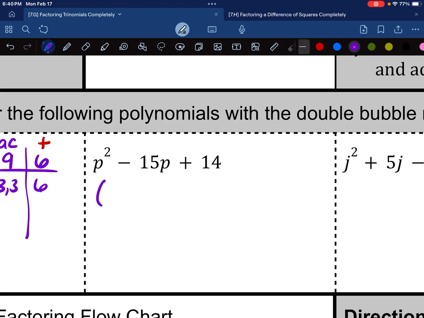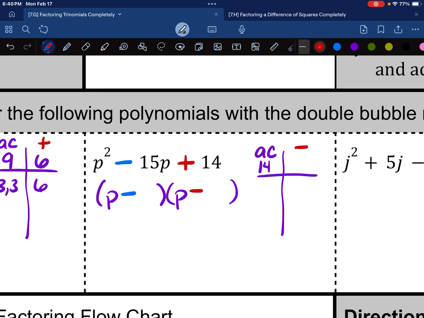So here, make 2 sets of parentheses. Fill in your variable, right? A p times p makes p squared. My fall down sign is a negative, and with a choice sign of positive, that means the signs in the parentheses must match. So I'm going to have a minus minus. If I make my little t-table, I'm looking for what multiplies to make 14. My choice sign is adding, so I'm adding to make the 15 here, which would be 14 and 1. And again, the bigger number is going to go with that fall down sign. In this case, it doesn't matter because my signs match. It'll matter in our next cases, though.